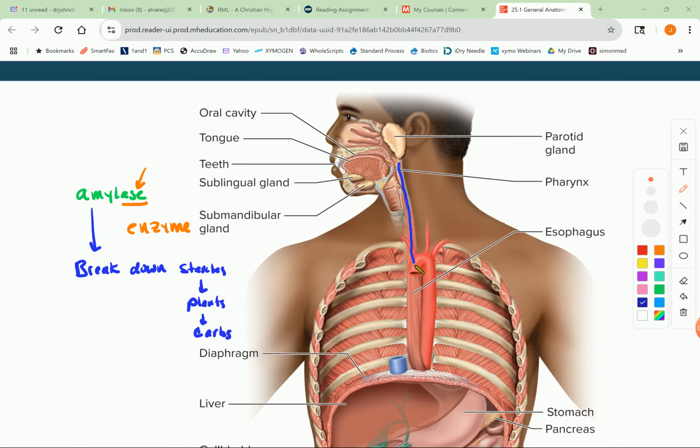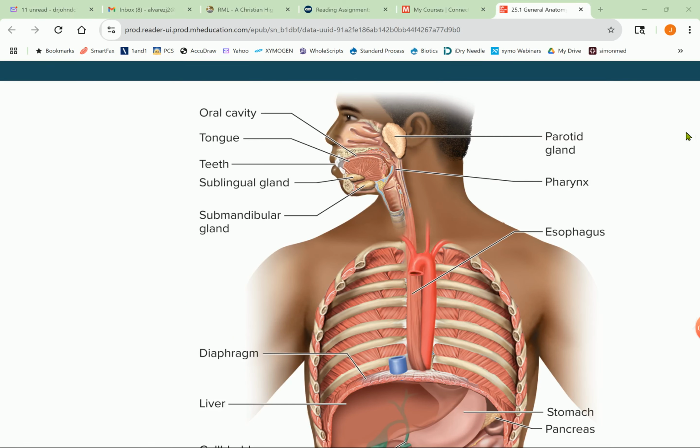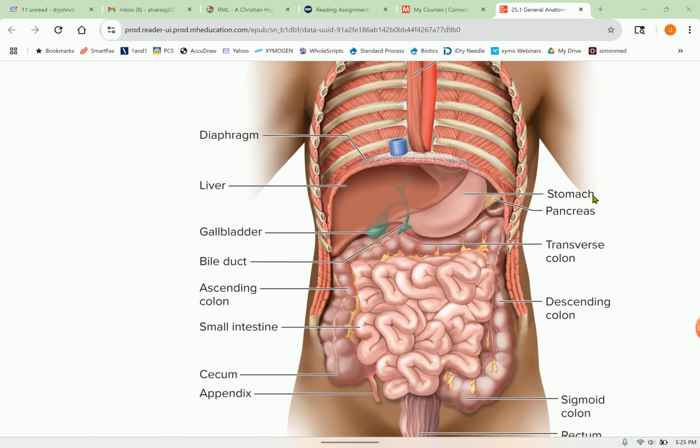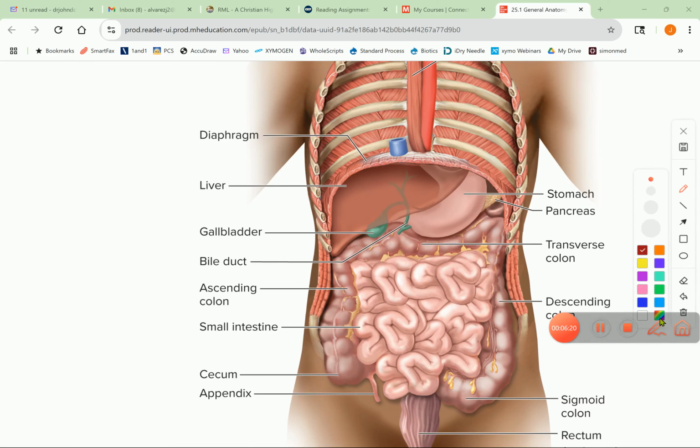As food enters the stomach, it is going to continue the chemical and mechanical breakdown. We'll talk about that later. Here's the gallbladder, the liver, the three different parts of the small intestine, which we'll look at later. And then we have the colon.